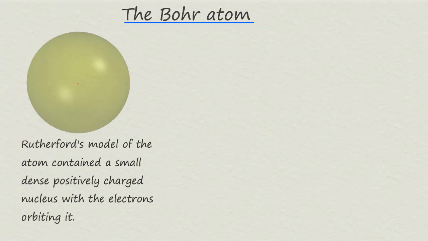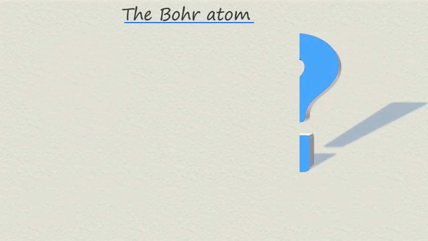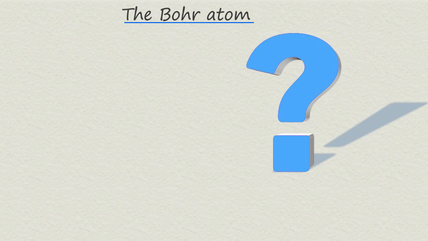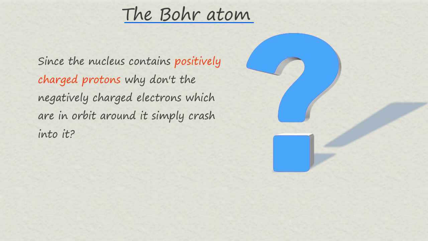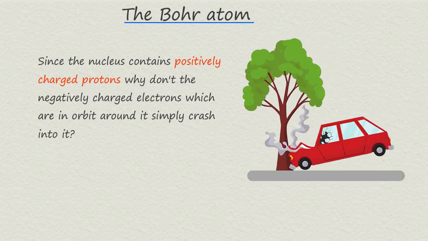Although Rutherford's nuclear model of the atom was a more accurate representation of the actual internal structure of an atom than J.J Thomson's plum pudding model, it had one major drawback or problem. Since the nucleus contains positively charged protons, what was there to stop the negatively charged electrons which were orbiting it from simply crashing into it?